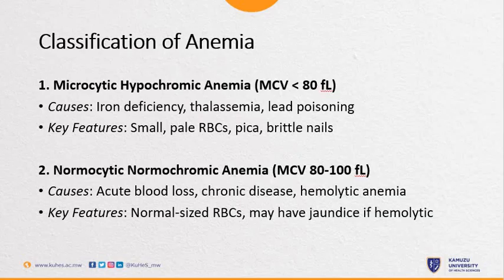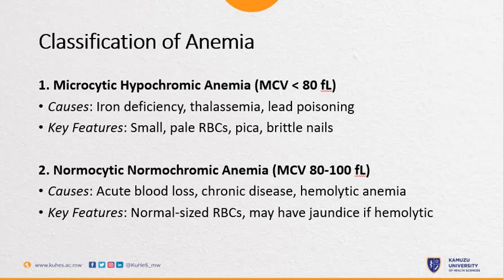They can also present with peritonitis. Normocytic anemia is when the MCV is within the normal range, within 80 to 100 femtoliters, and the causes include acute blood loss, chronic disease, hemolytic anemia.